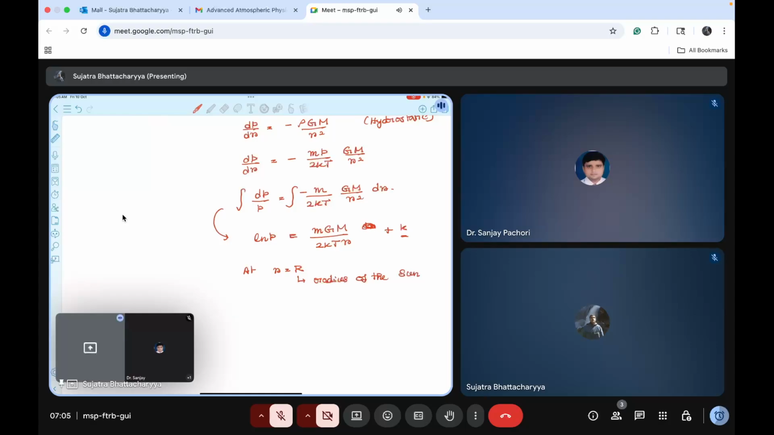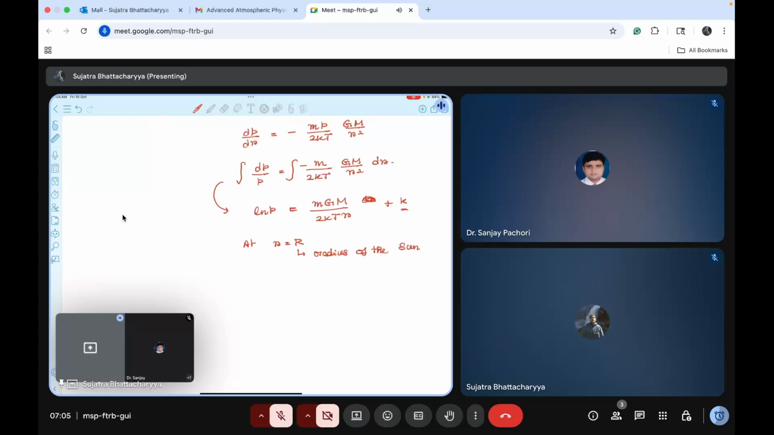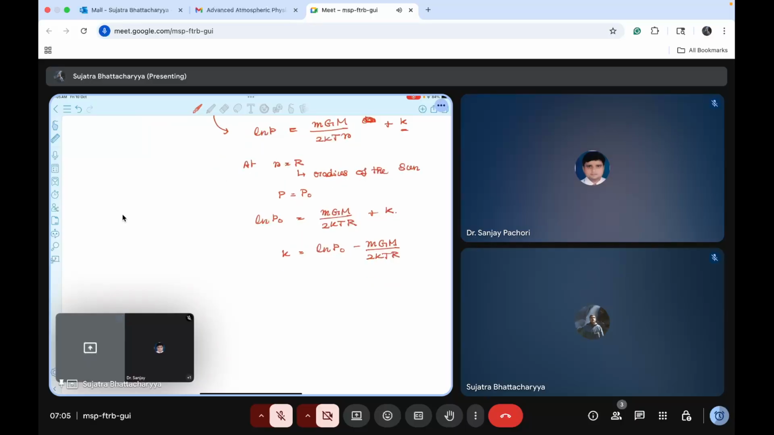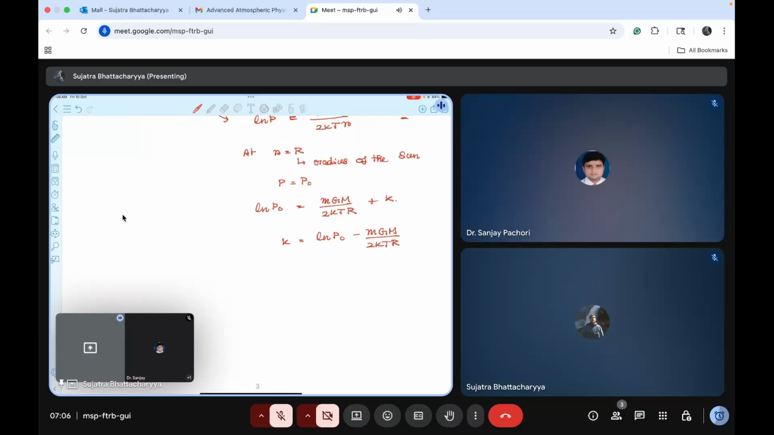At r equal to capital R, that is the radius of the sun or the surface of the sun, P is equal to P naught. Then we will get log of P naught, because this should satisfy this criteria: mgM divided by 2kT capital R, plus k. So this will give you the value of k. This is what you do. Just put that in the main expression and you will get it.